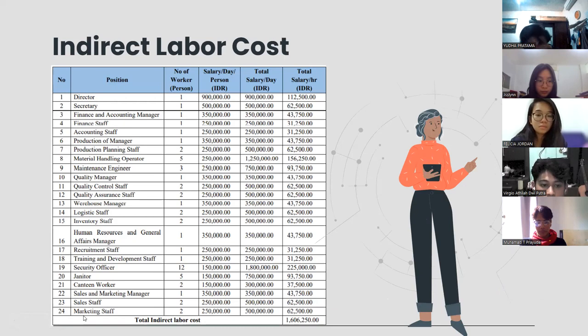Next is indirect labor cost. Here, there are 24 staff positions, and then the number of workers and the salary we assume, and the total salary for all is 1,600,000.